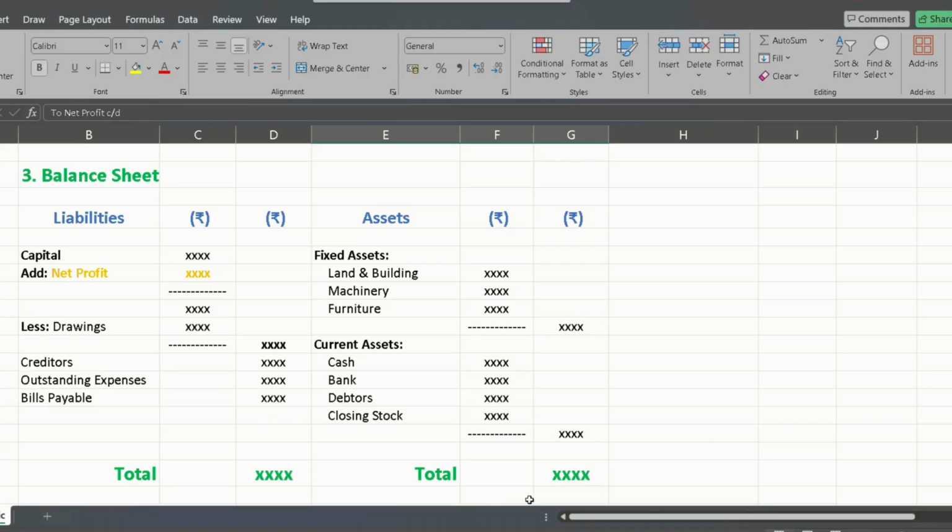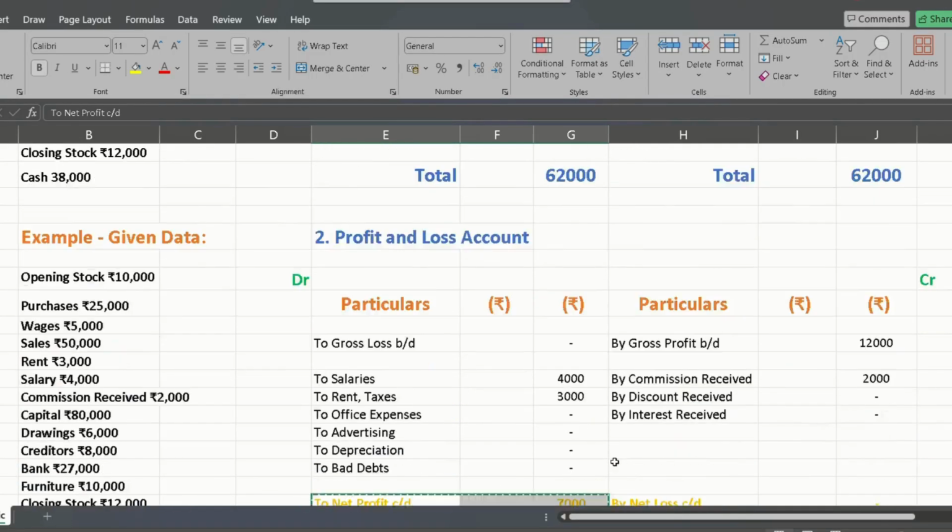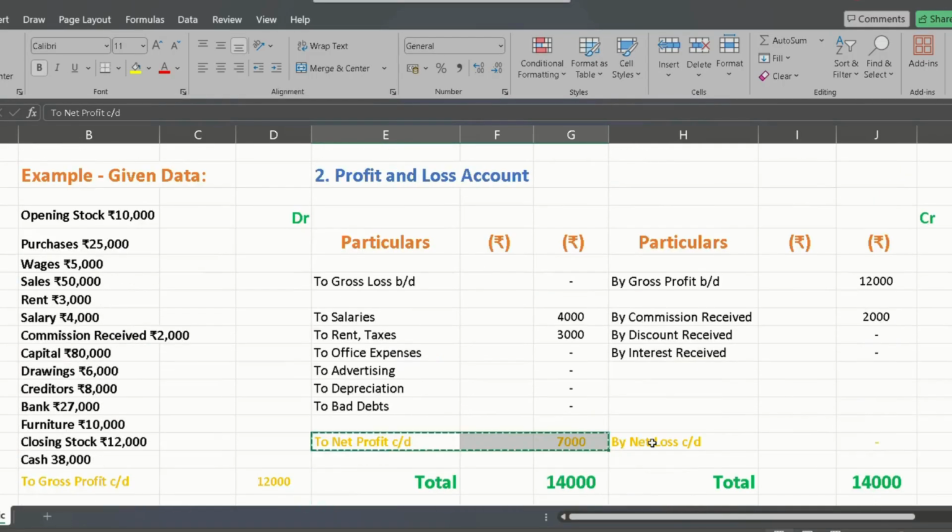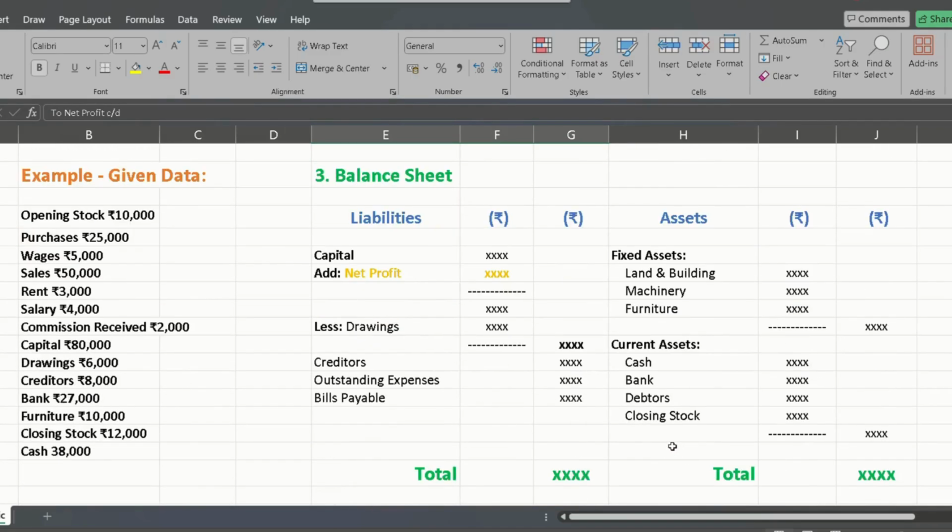Example sum based on the previous data. Balance sheet as on 13 June 2025. Liability amount, asset amount. Capital is on the liability side, 80,000, and add the net profit 7,000, and then less the drawings 6,000.